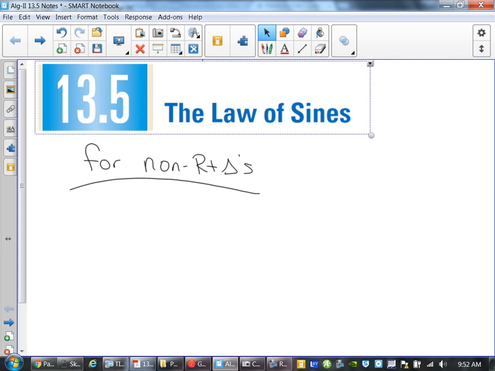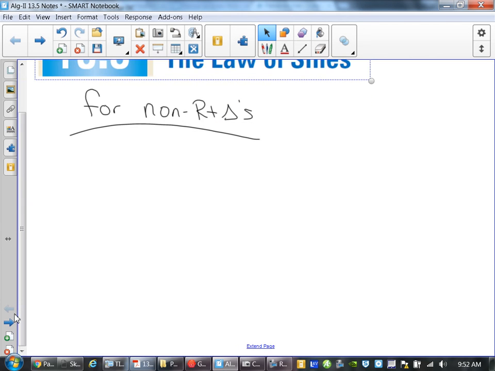And when you label these things with a non-right triangle, what I want to do is just draw a triangle. Label them A, B, C. Capital letters are standard used for your vertices, for your angles, whereas the opposite side would be lowercase. So opposite angle A would be little a, little b, and little c.